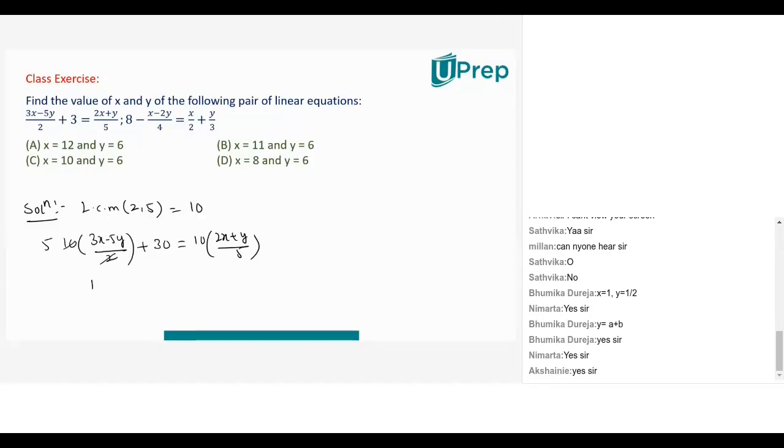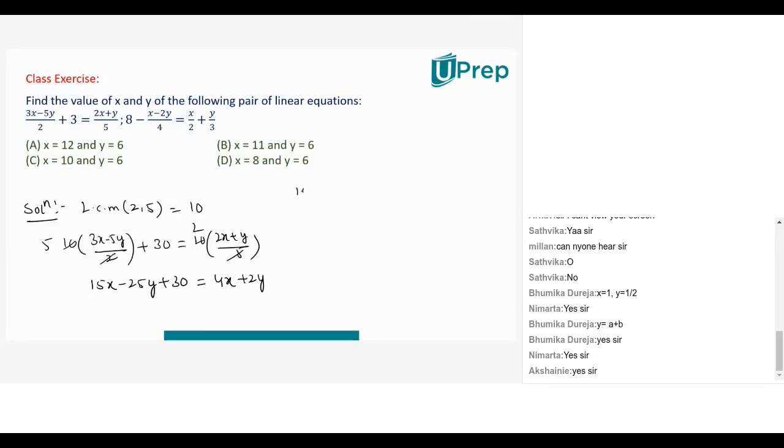So if you multiply this, 5 3s are 15x, 5 5s are 25y, plus 30 is equal to, here 5 2s are 10. Multiply this 2 inside, 2 2s are 4x, 2 into y is 2y. Done? Take all the RHS to the LHS.